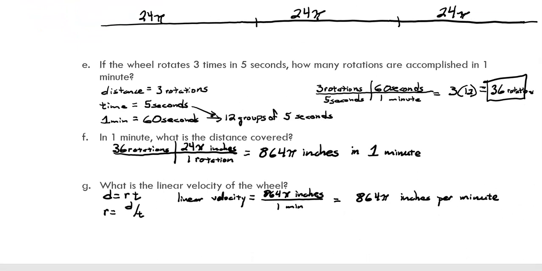And if the wheel rotates 3 times in 5 seconds, how many rotations are accomplished in 1 minute? There are 3 rotations in 5 seconds. There are 60 seconds in 1 minute. Another way to look at that is that 60 divided by 5 is 12 groups of 5 seconds. So 3 rotations times 12 groups of 5 seconds is 36 rotations. So in 1 minute, if there are 36 rotations, and each rotation is 24 pi, multiplying those together, I get 864 pi inches covered in 1 minute. That means the linear velocity is 864 pi inches per minute. All right, I'm going to pause there, and the merry-go-round I will do in a separate video.